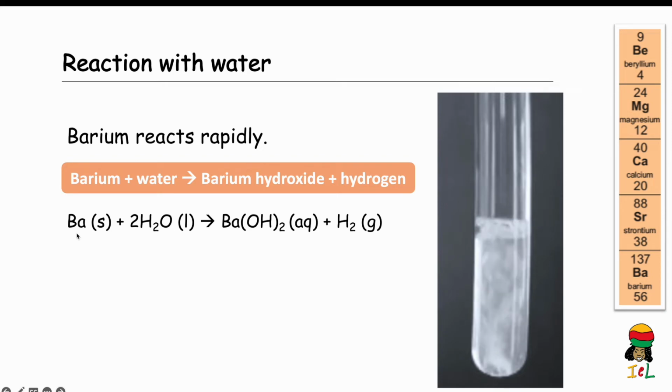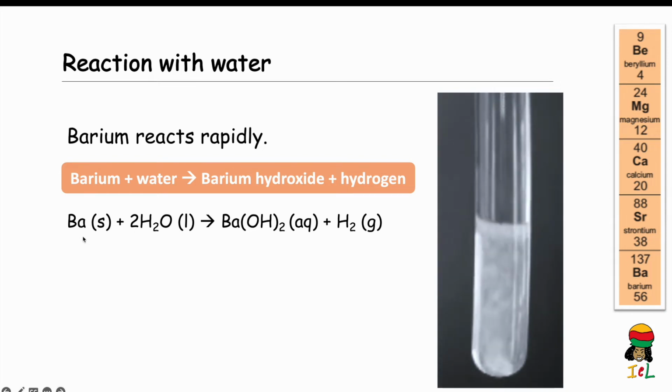Therefore, the chemical equation for this reaction is barium, Ba, in the solid state, reacting with H2O, water in the liquid state, to produce a solution of barium hydroxide, Ba(OH)2, and hydrogen gas. Once again, the chemical equation is balanced by putting 2 in front of the formula of water.